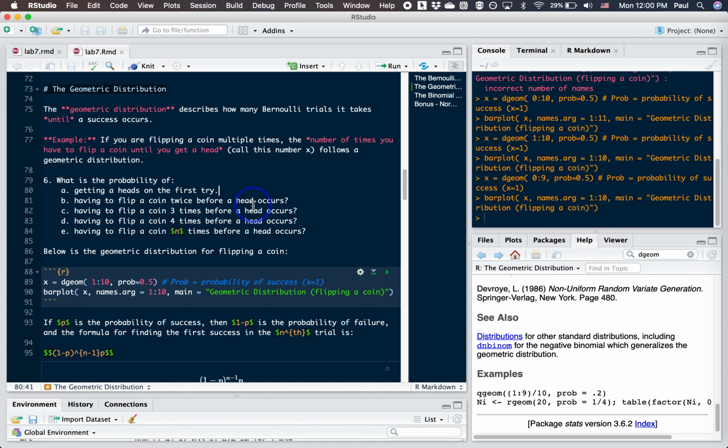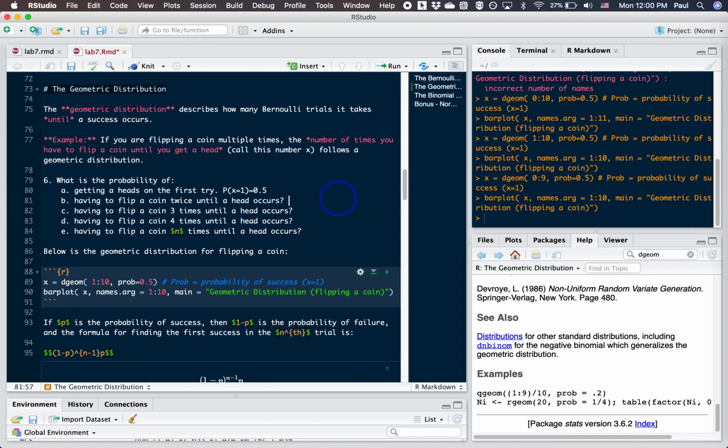So let's compute it here. The probability of getting a heads on the first try, x is 1, is when we flip our coin once and we get a head. So that's 0.5. And now let's look at the probability of getting a heads on the second try. Really the wording is kind of confusing here. I should say having to flip a coin until a head occurs. If you have an older version of this lab, you're going to have to fix that.